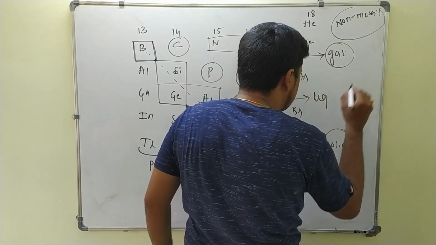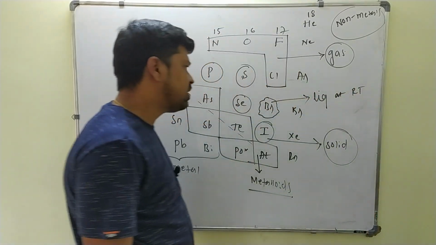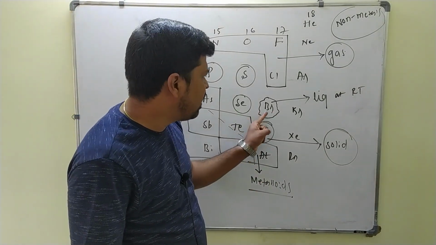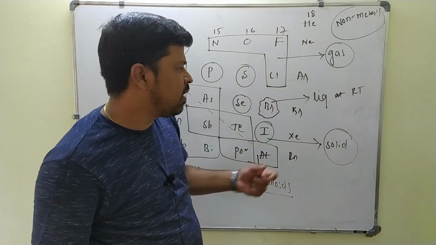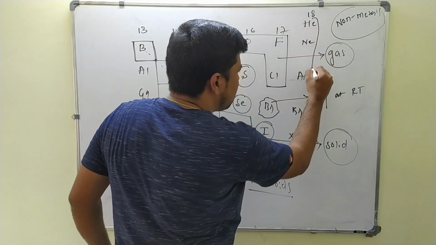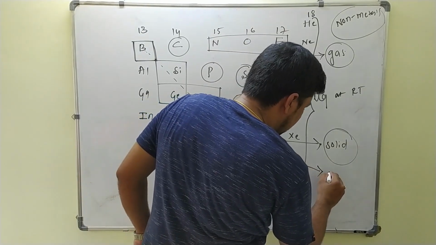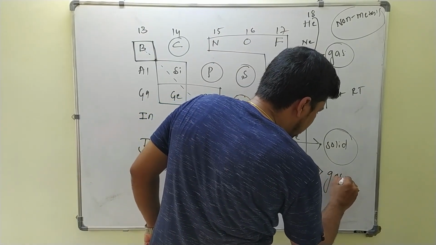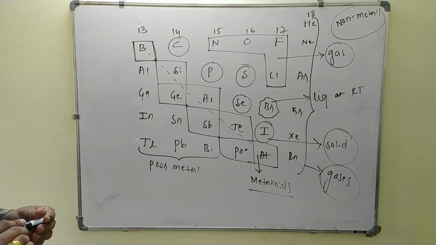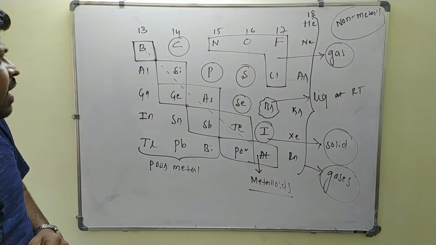Among the non-metals, liquid is available in what? Bromine is available in liquid form at room temperature. Next, if you go for all these noble gases, as the name indicates, all these are what? Gases. Okay, this is what the metals, metalloids and non-metals present in the periodic table.